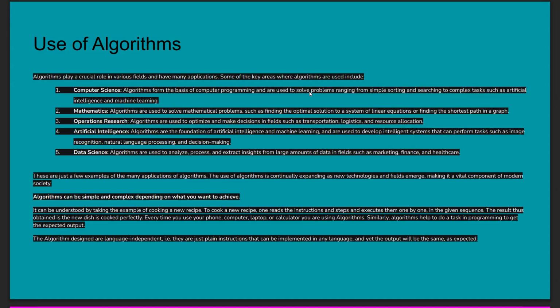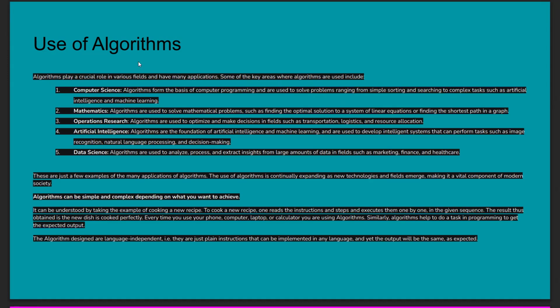So we are able to find the optimal solution for systems of linear equations and for finding the shortest path in a graph. Finding the shortest path in a graph is not an easy task by using the general method. It will take a lot of time. By using these algorithms in mathematics, we can find the shortest path by finding the optimal solution. So this is the second one.